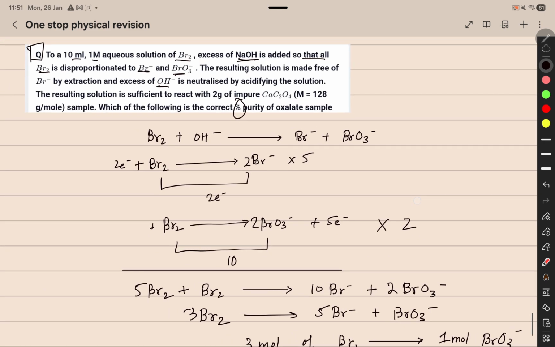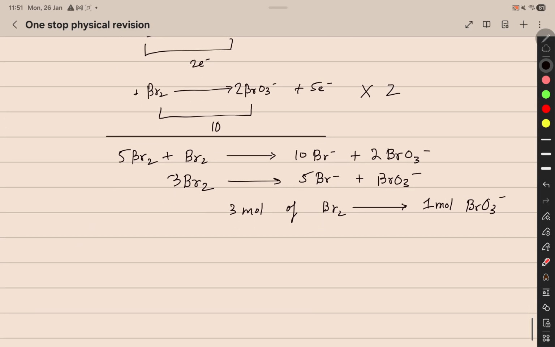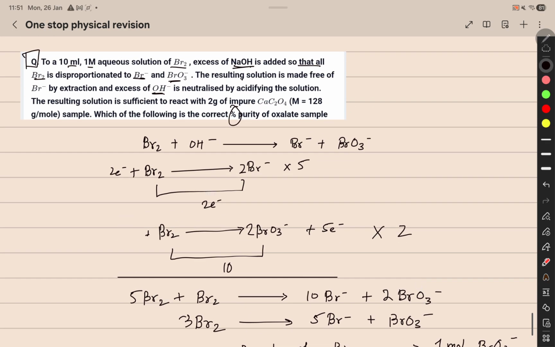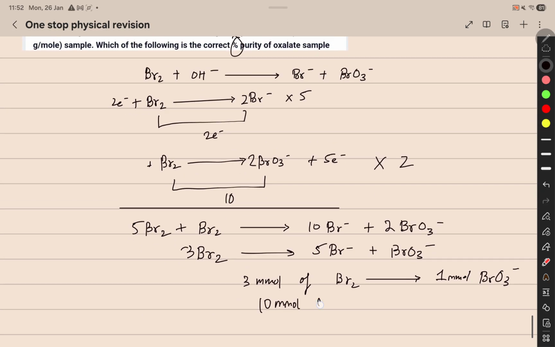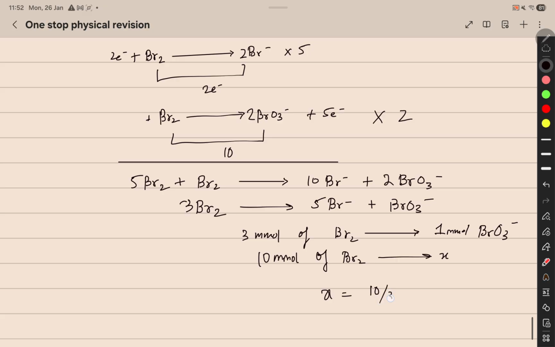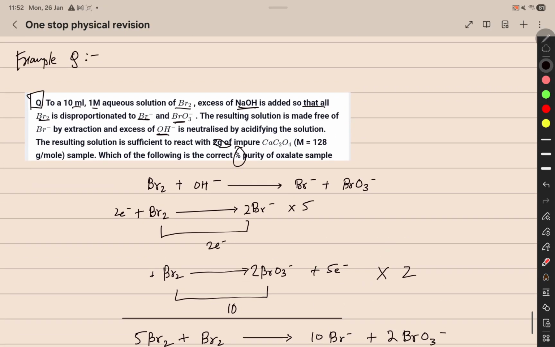So from here, the given data is that everything is made free except for your BrO3. They have only said that everything is made free except BrO3. So we know that BrO3 will react. So 3 mole of Br2 produces 1 mole of BrO3, and they have given how many? 10 millimoles, right? We can write this as millimoles because I don't want any shenanigans. And then 10 millimoles of Br2 will give X of BrO3. So from here we get X is equal to 10 by 3. So 10 by 3 millimoles of BrO3 minus reacts with 2 gram of impure CaC2O3.